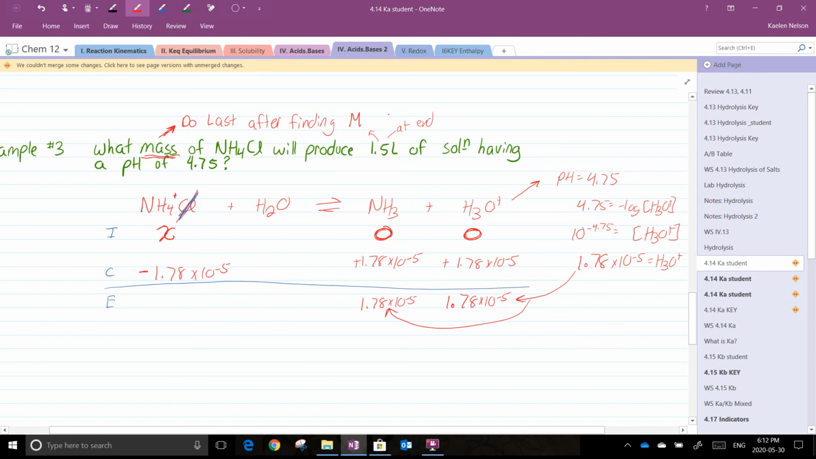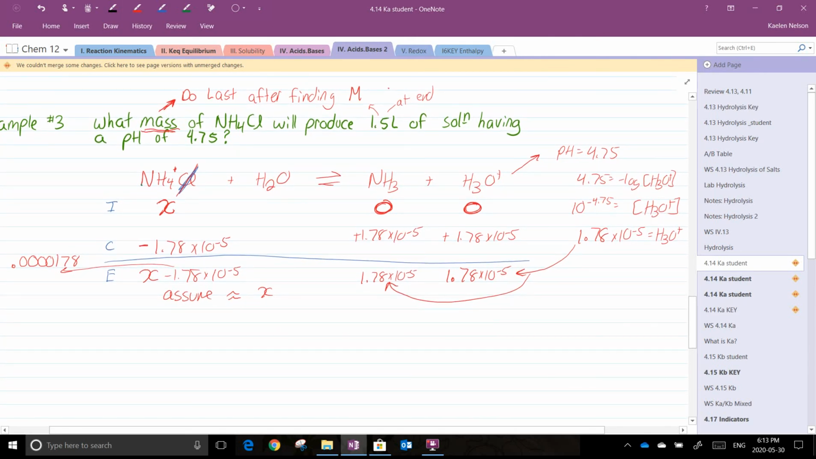And this is a really tiny number, so this will be x minus 1.78 times 10 to the minus 5, which we can assume is approximately equal to x, because this number here would be 0.0000178. So that's a really small number. So we're going to assume that that is equal to x. Okay, and as our last step, we're going to put our Ka equals H3O plus times NH3 over NH4.